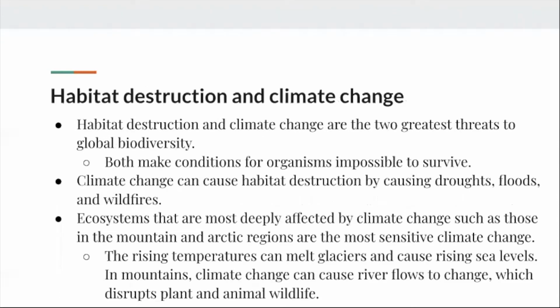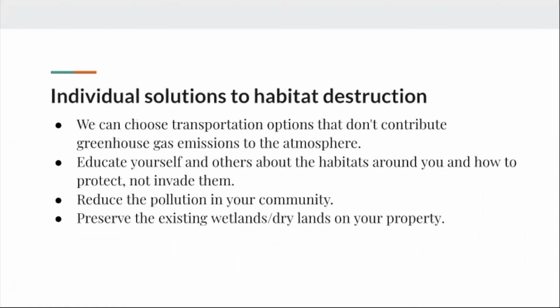Habitat destruction and climate change. Habitat destruction and climate change are the two greatest threats to global biodiversity. Both make conditions for organisms impossible to survive. Climate change can cause habitat destruction by causing droughts, floods, and wildfires. Ecosystems that are most deeply affected by climate change, such as those in the mountains and Arctic regions, are the most sensitive to climate change. The rising temperatures can melt glaciers and cause sea levels to rise. In mountains, climate change can cause river flows to change, which disrupts plant and animal wildlife.